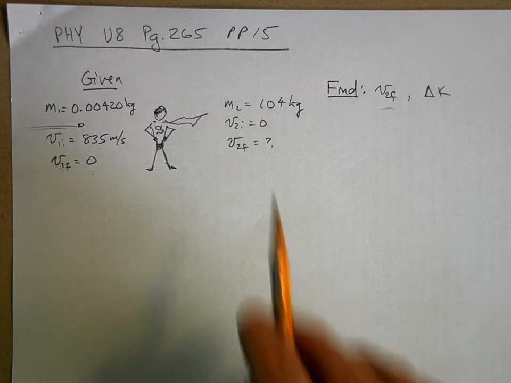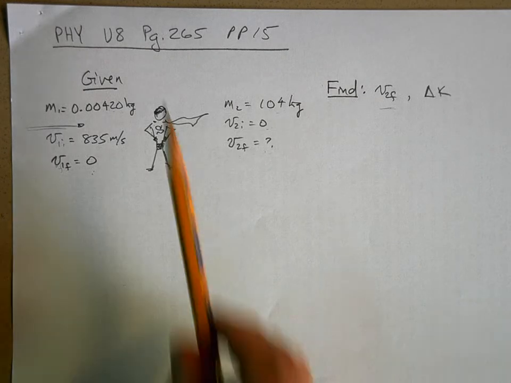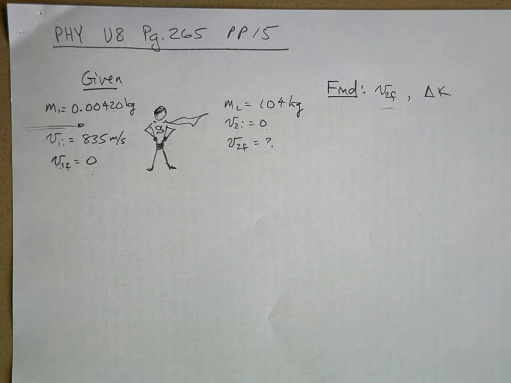Let's do practice problem number 15. It's on page 265. And here's what we've got. I'll read the problem. It says, bullets bounce from Superman's chest. Suppose that Superman, with a mass of 104 kilograms, while not moving, is struck by a 4.2 gram bullet moving with a speed of 835 meters per second. The bullet drops straight down with no horizontal velocity. How fast was Superman moving after the collision if his super feet are frictionless?